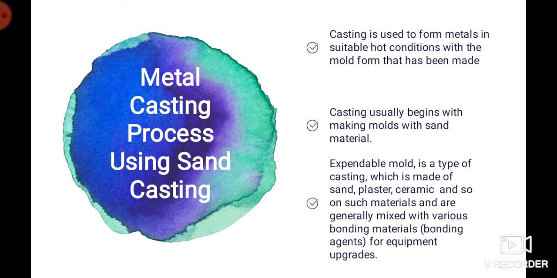The casting process is divided into two. First, expandable mold casting, and second, non-expandable mold casting. Casting usually begins with making molds with sand material. Sand molds can be made manually or by machine.